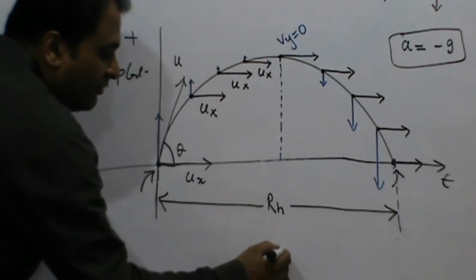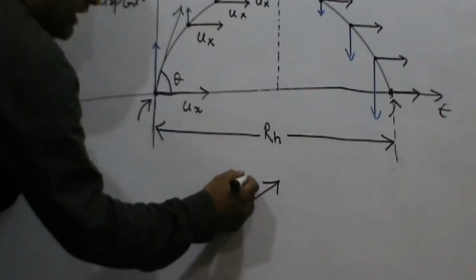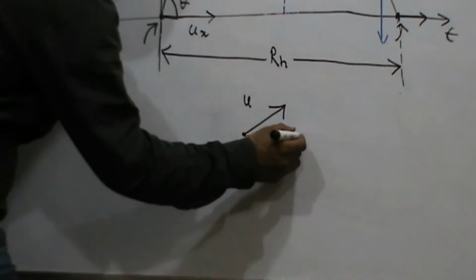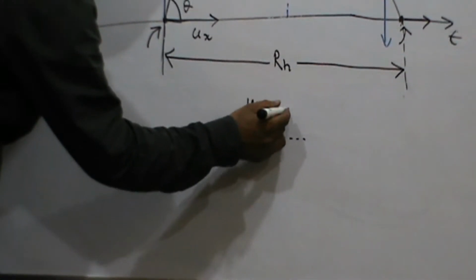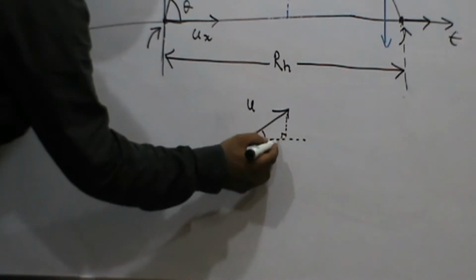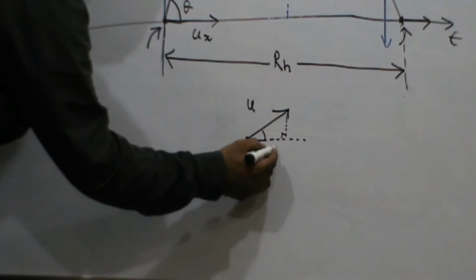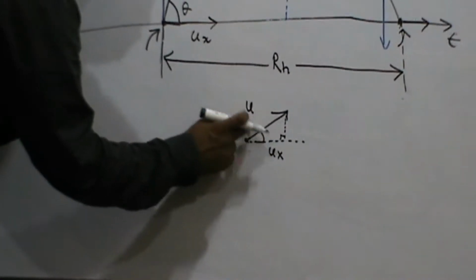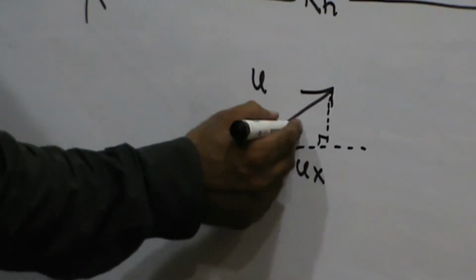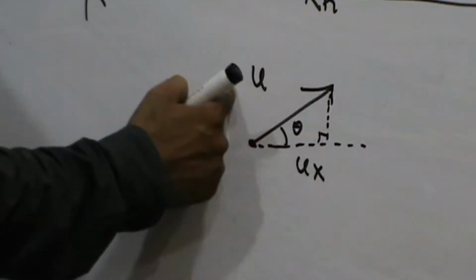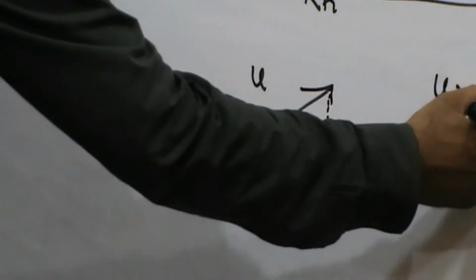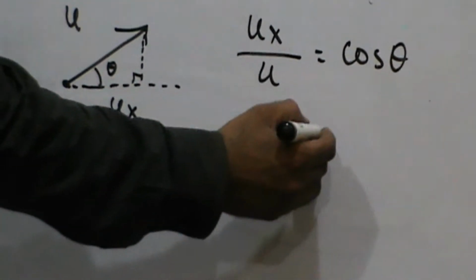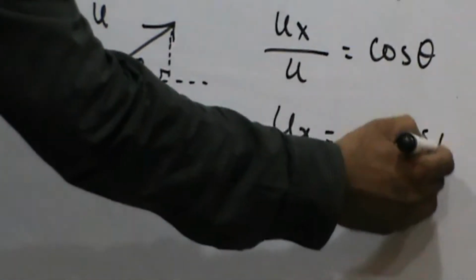Let's suppose this is the velocity v or u. If I ask you what the component along the x-axis is, you will apply basic trigonometry: base upon hypotenuse. I need ux, the component of u at this place, so how can I get that? Base to hypotenuse, where base is ux and hypotenuse is u, is equal to cos theta. So what is ux? The x component of the velocity will be u times cos theta.